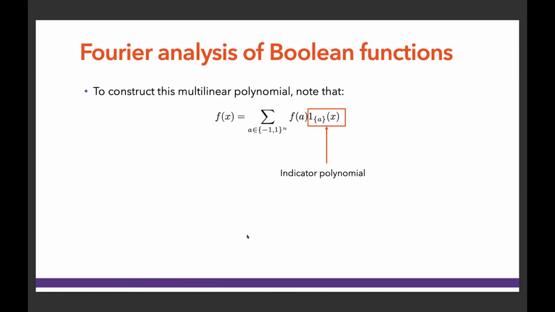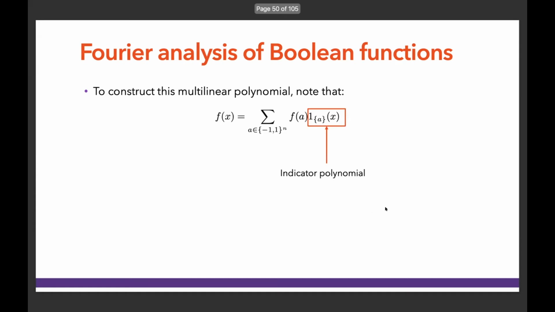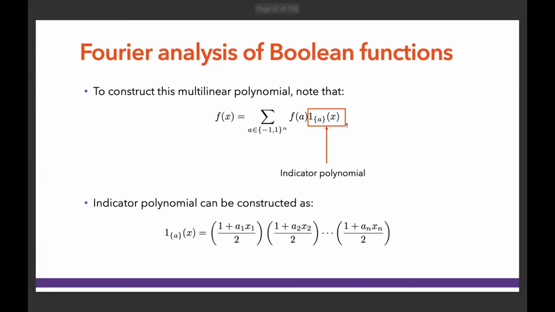Now, how do we construct this multilinear polynomial? Note that once we have the multilinear polynomial, we're essentially done, because then we can just use the same techniques as before. So to construct this multilinear polynomial, note that we can write this f of x as a sum of f of a times the indicator polynomial that takes the value 1 if x is equal to a and 0 otherwise. And this indicator polynomial can be directly constructed as follows.